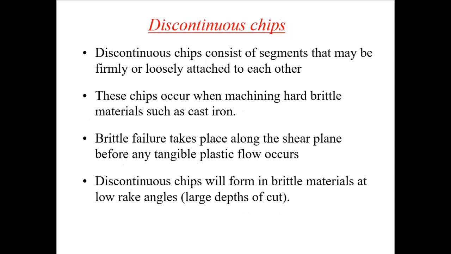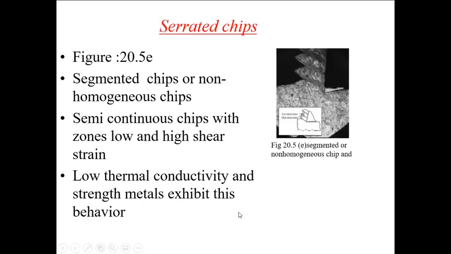Discontinuous chips are usually manufactured on the cast, and these are small segments of chips that are separated and loosely attached to each other. Hard or brittle materials, like cast iron, produce them during machining. Brittle fracture takes place along the shear plane before any tangible plastic flow, meaning no plastic deformation occurs as in continuous chips, so they easily break off. Discontinuous chips form in brittle material at low rake angles and large depths of cut.